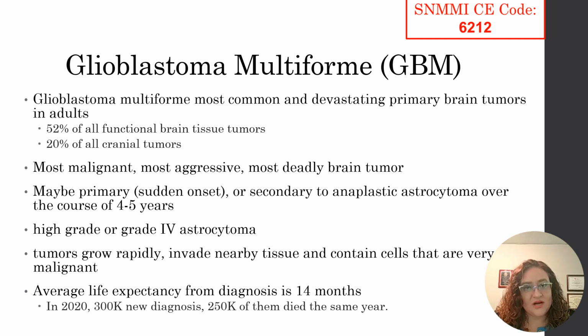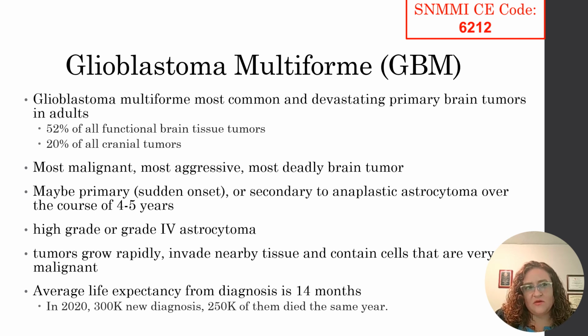And they could be primary, which is that sudden onset, like I said, or secondary to an astrocytoma that develops over years. They're also referred to as a high-grade astrocytoma or a grade 4 astrocytoma. The tumors will grow very rapidly and invade nearby tissue, and they contain cells that are extremely malignant. The average life expectancy from diagnosis is about 14 months.